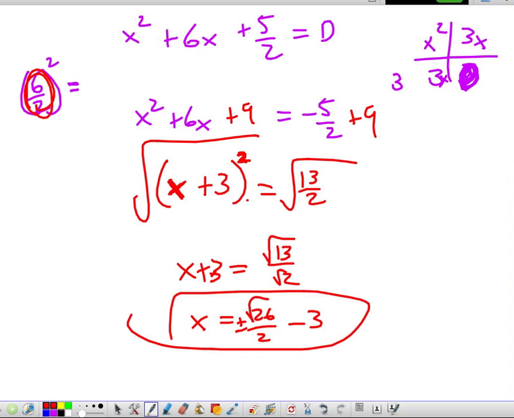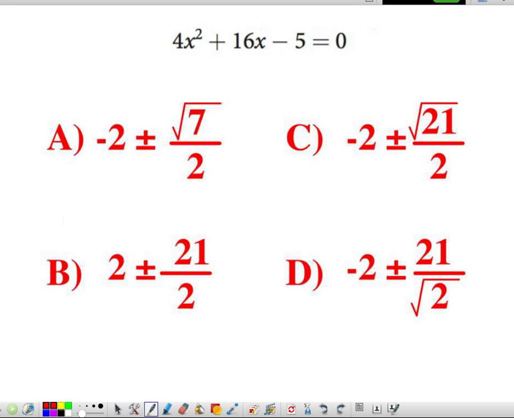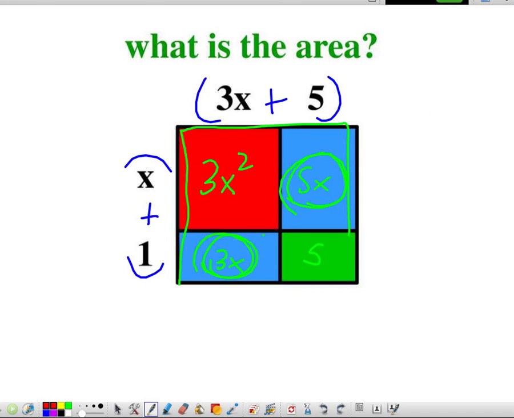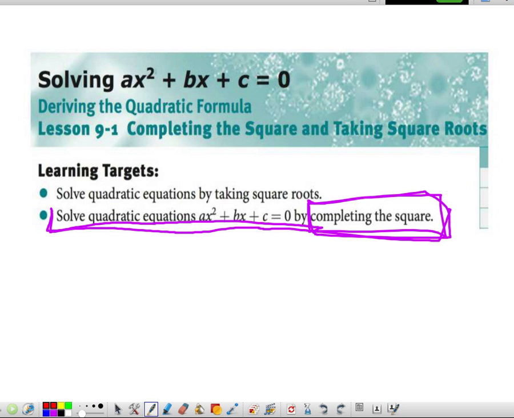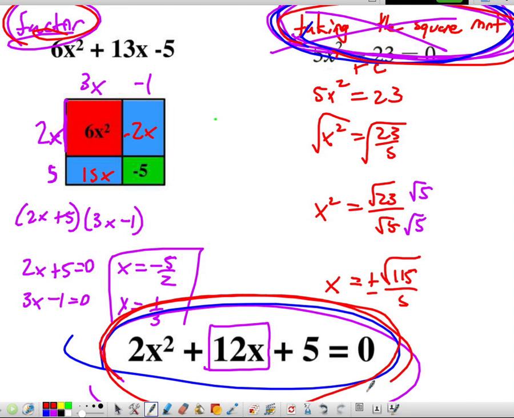Okay. So, this lesson has been about completing the square. And now you finally have everything you need to solve basically any quadratic equation. You can either factor, you can take the square root if you're missing your x, or if you can't factor, you can always find an answer by completing the square.